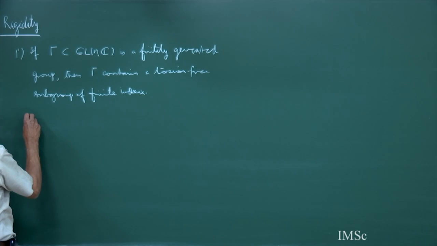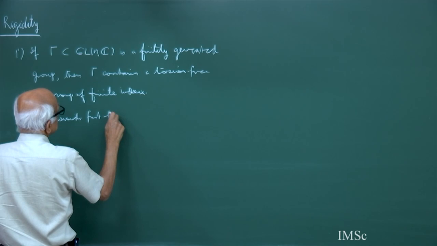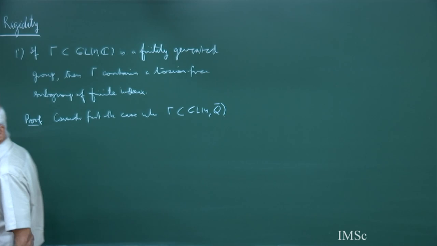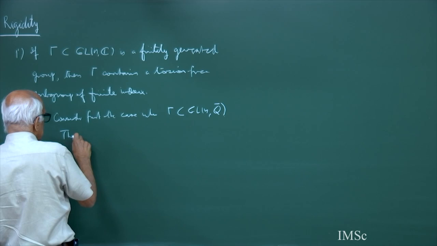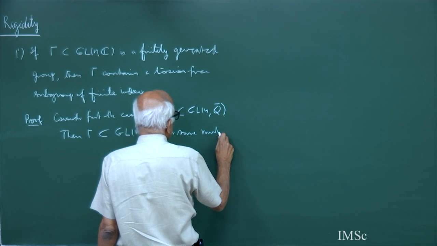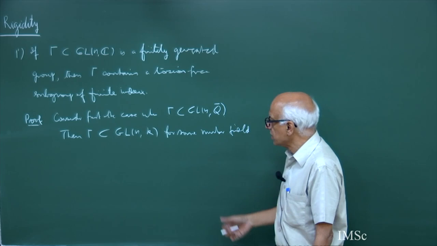So we'll consider first the case when gamma is in GLN(Q bar), the algebraic closure of Q. In this case, gamma is contained in GLN(K) for some number field, some finite extension of Q already, because the generators are finitely many. Look at the set of entries of the generators and take the field generated by them, then you are going to get everything.